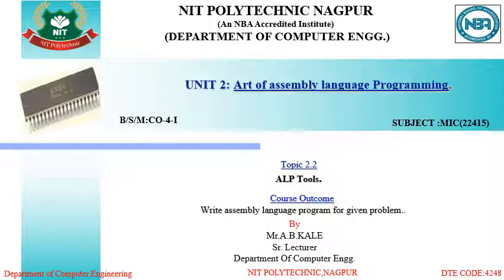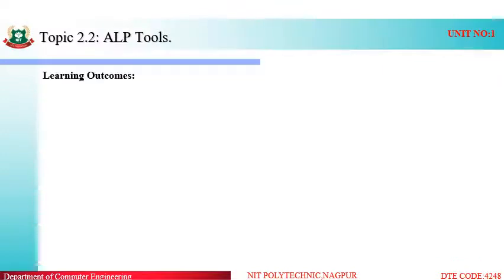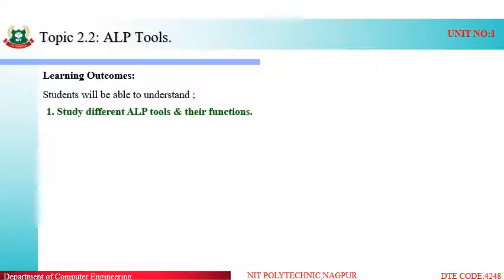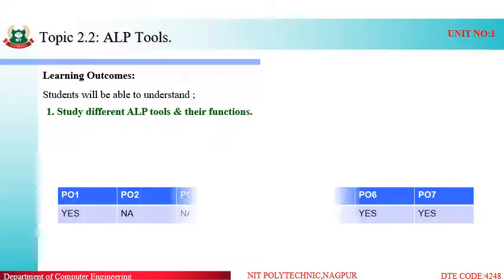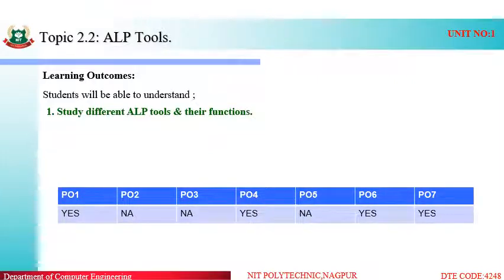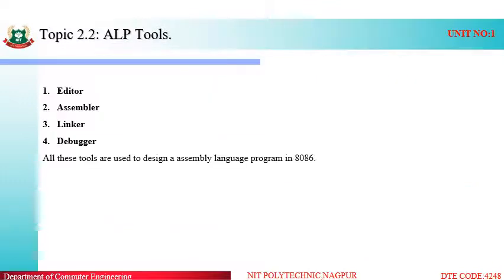We are in the second unit and today's topic is topic number 2.2, that is to study different assembly language programming tools. In this video we will study the different assembly language programming tools and their functions. POs mapped are PO1, PO4, PO6 and PO7.